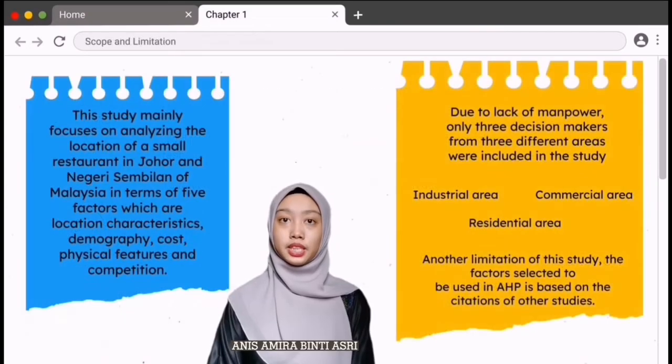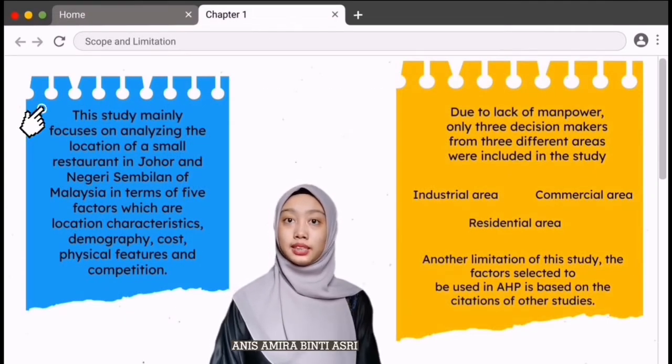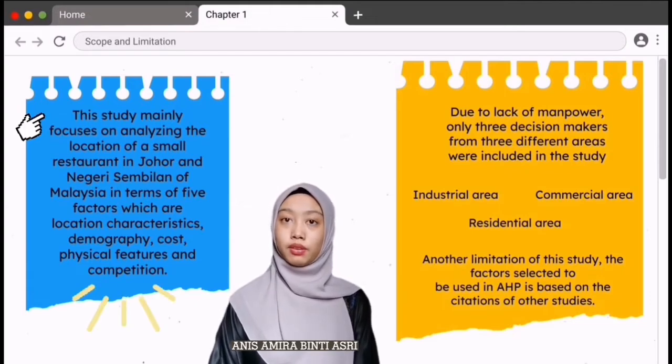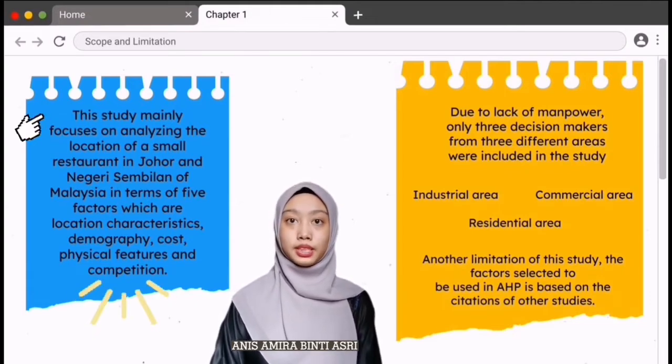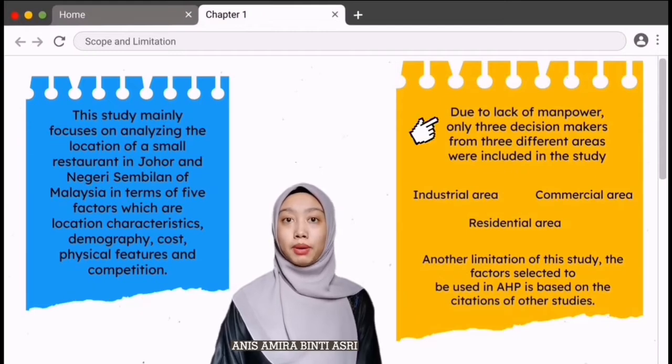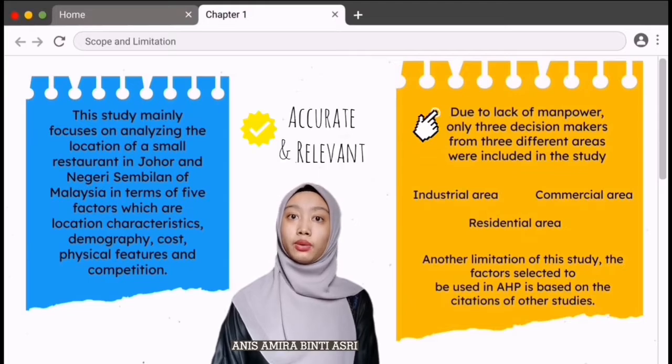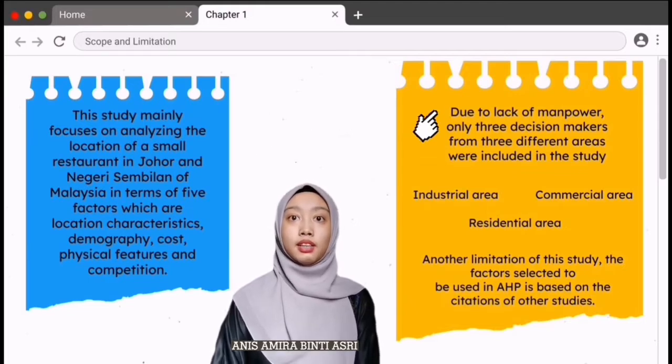For the scope and limitation, this study mainly focused on analyzing the location of a small restaurant in Johor and Negeri Sembilan of Malaysia in terms of 5 factors, which are location characteristics, demography, cost, physical features, and competition. Due to lack of manpower to conduct the study, only 3 decision makers, each from 3 different areas, which are industrial, residential, and commercial areas, were included in the study to ensure that the findings are accurate and relevant to adapt in other areas of Malaysia.